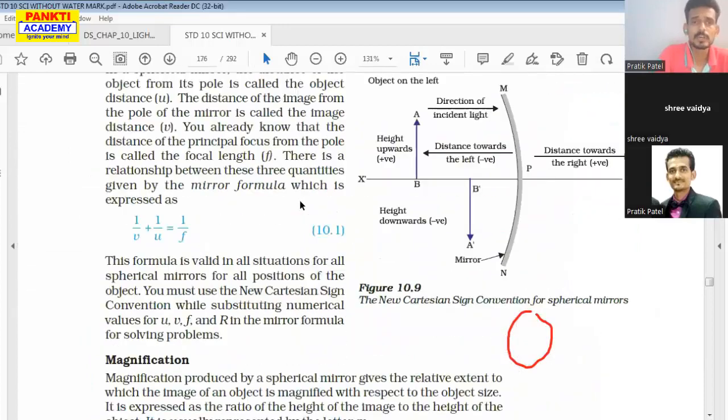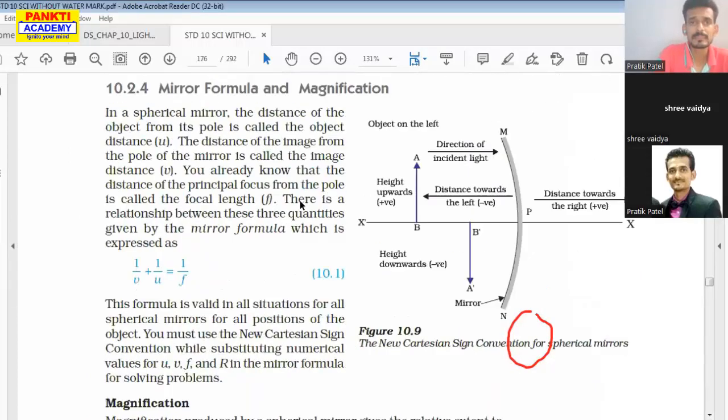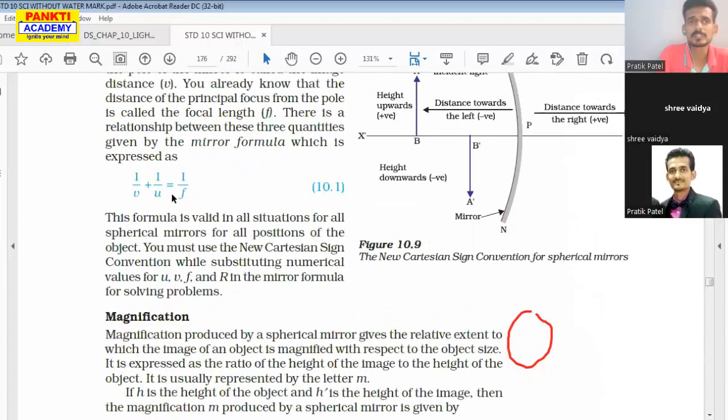In the mirror formula you can say 1 upon V plus 1 upon U is equal to 1 upon F. You learn this. 1 upon V plus 1 upon U is equal to 1 upon F, where F is what? Focal length. Focal length is what? Half of the radius. Half the radius is called focal length.